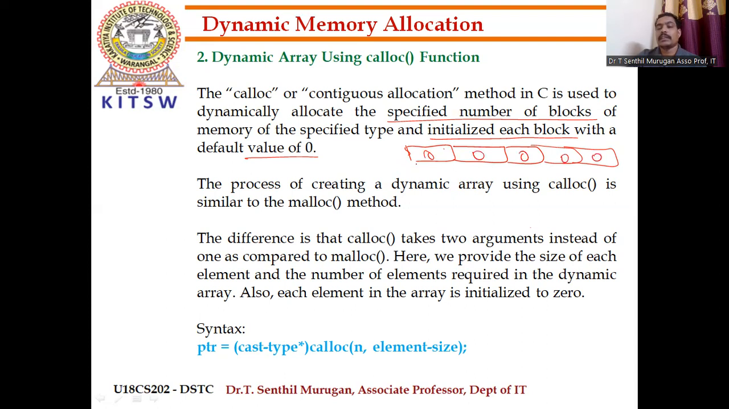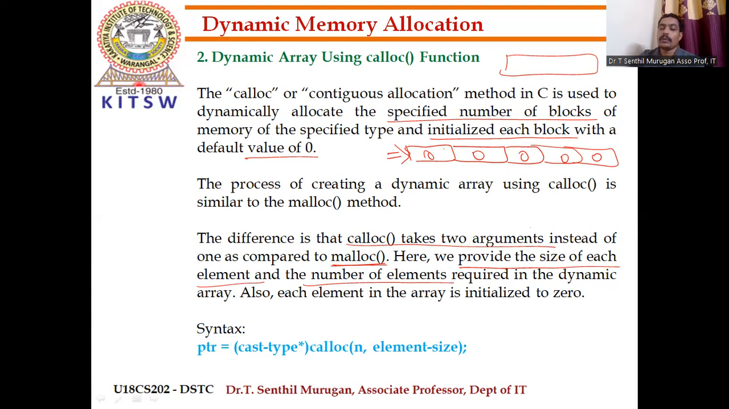But the malloc function does not allocate 0 values. The malloc function creates only one block of total memory, but here there are individual blocks. We can give the number of blocks, and accordingly it will allocate the memory. The difference is that calloc takes two arguments instead of one, as compared to the malloc function. In malloc, we pass only one argument. Here, we pass two arguments. We provide the size of each element and the number of elements.